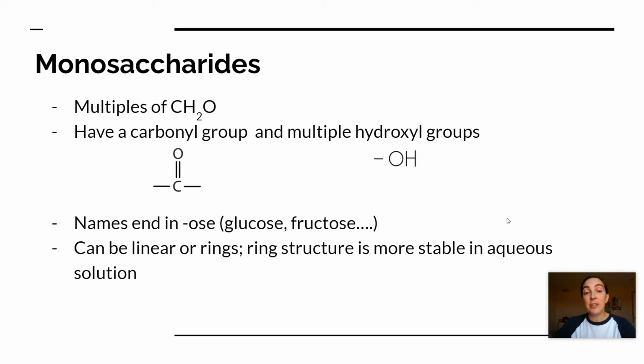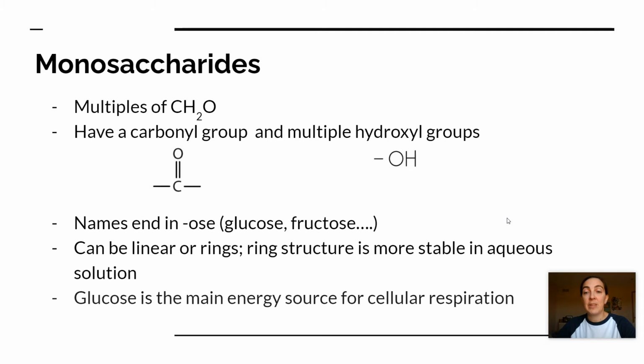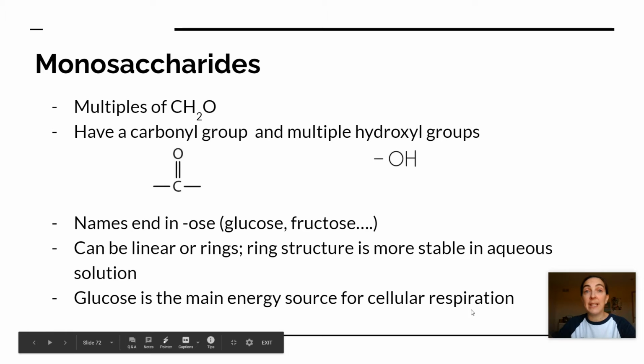Monosaccharides can be in a linear shape or they can be in a ring shape. And you have some of each of those within your molecule collection. In aqueous solution, so that means when dissolved in water, the ring structure tends to be a little more stable, which is why you usually see glucose, for example, drawn as a ring when we're talking about it as a fuel for living things, because that's how it exists most of the time. Glucose, of course, is the one we talk about a lot in biology because it's the main energy source for cellular respiration. So we will get back to that one when we talk more about energy later in the class.